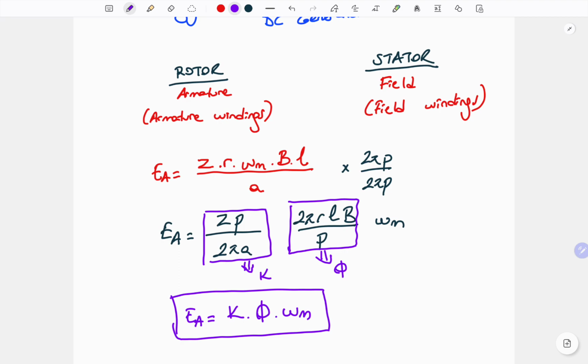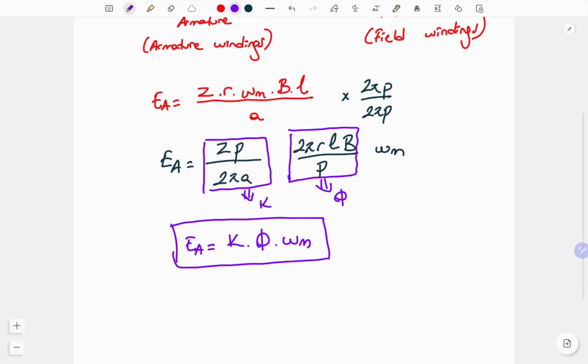Similar with this one, by the way, the W, radian per second rotational speed, also can be modified as RPM speed, and the coefficients can be integrated with K. We have a similar expression. If we skip the details, briefly, we can write the induced torque expression as K, phi, and the armature current.